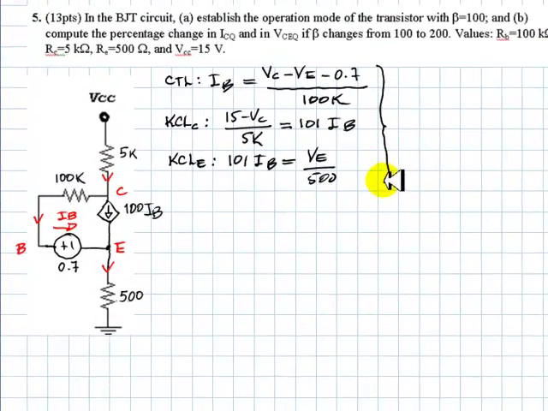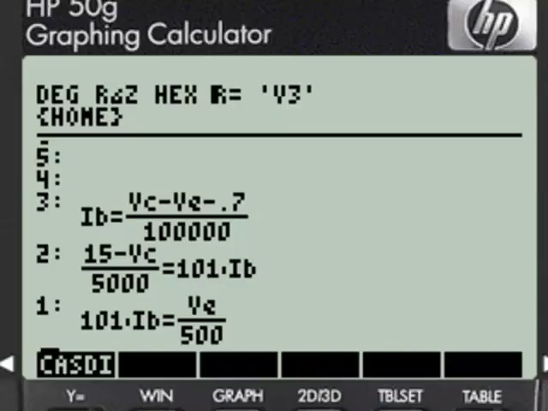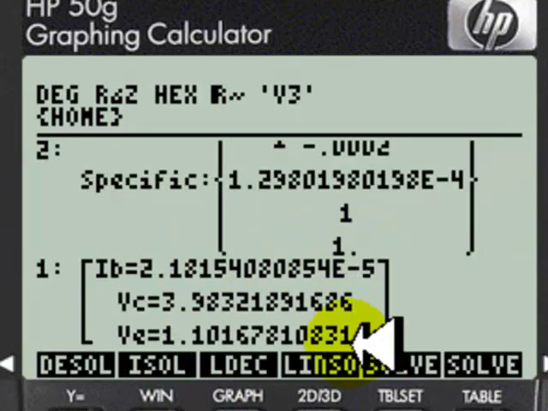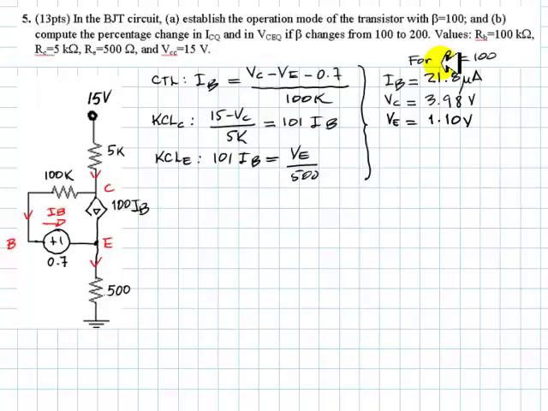Three equations, three unknowns, VC, VE, and IB. These are the three equations, and the solutions are these ones. 21.8 microamps for the base current. VC is 3.98 volts and VE 1.10 volts.